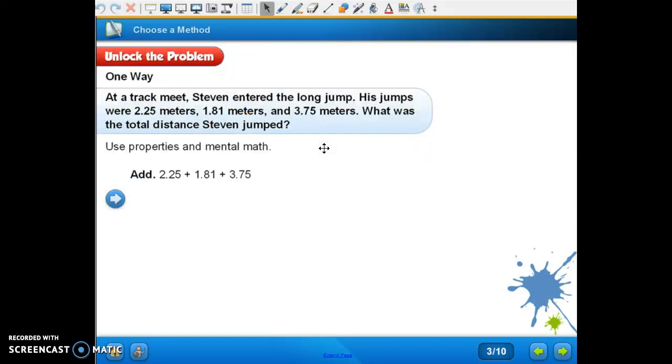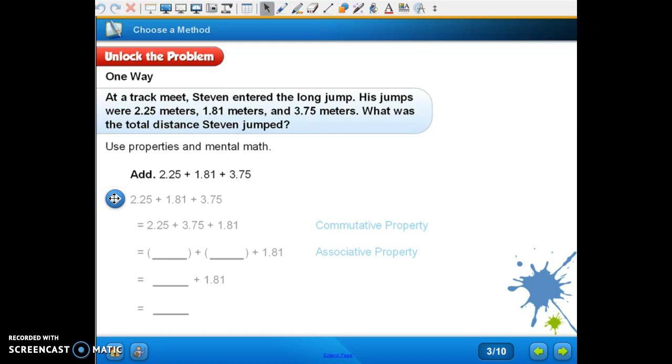Here is our first problem. At a track meet, Stephen entered the long jump. His jumps were 2 25/100 meters, 1 81/100 meters, and 3 75/100 meters. What was the total distance Stephen jumped? Use properties and mental math. So we're going to add the 2 25/100 plus 1 81/100 plus 3 75/100.